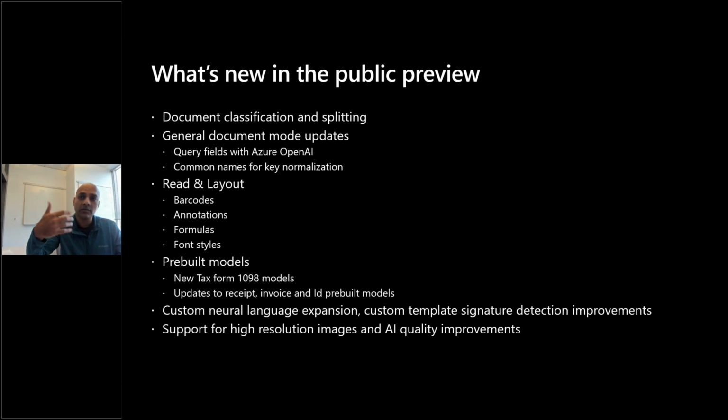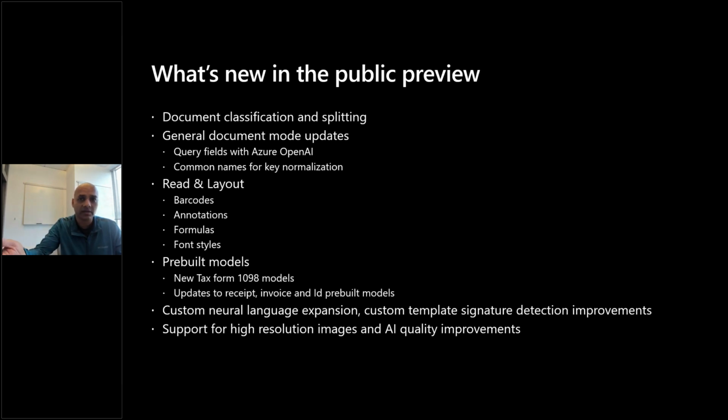Pre-built models, we've added a new pre-built model for the 1098. So it's tax season in the US. We're getting up there with the April deadline looming. The new 1098 pre-built models have a few different variants. They allow you to extract the 1098 for mortgage insurance, as well as models that include 1098 variants for student loan as well as tuition. There's also updates to some of the other pre-built models, like receipt.